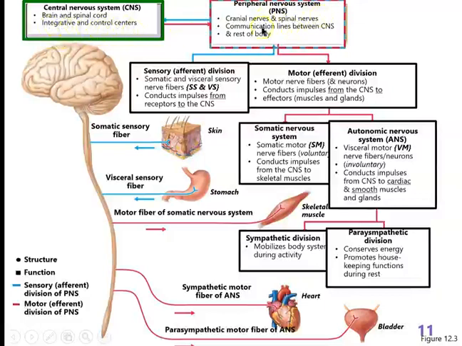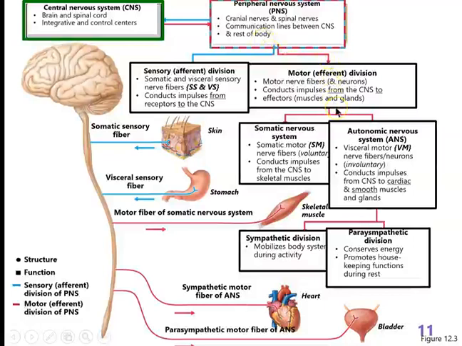The peripheral nervous system is everything else. And so the central nervous system and the peripheral nervous system send each other signals. We also saw the sensory or afferent division brings information in towards the brain. And the motor or efferent division takes information from the brain.